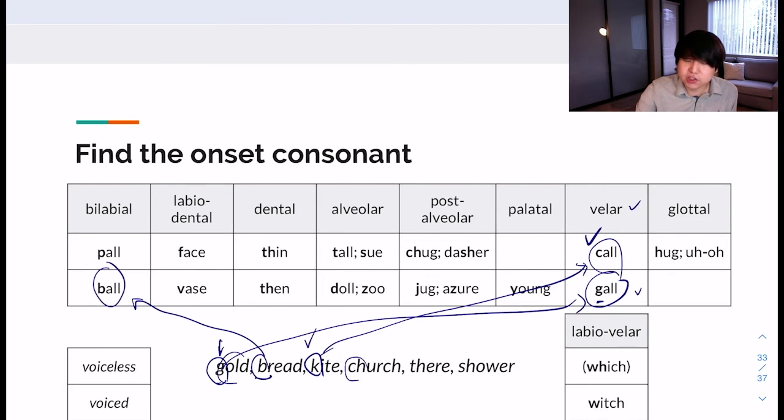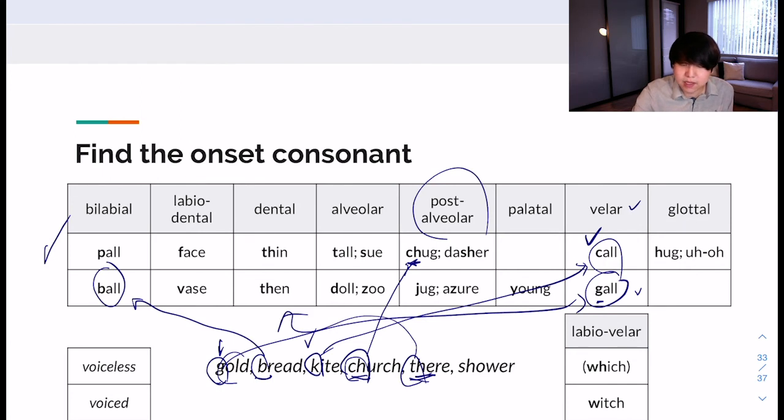Church, ch sound. You can find the same sound here as in ch in chug. They're both spelled with ch. They're voiceless and post-alveolar. There, the th sound is a dental sound. It's either th in thin, or th in then.